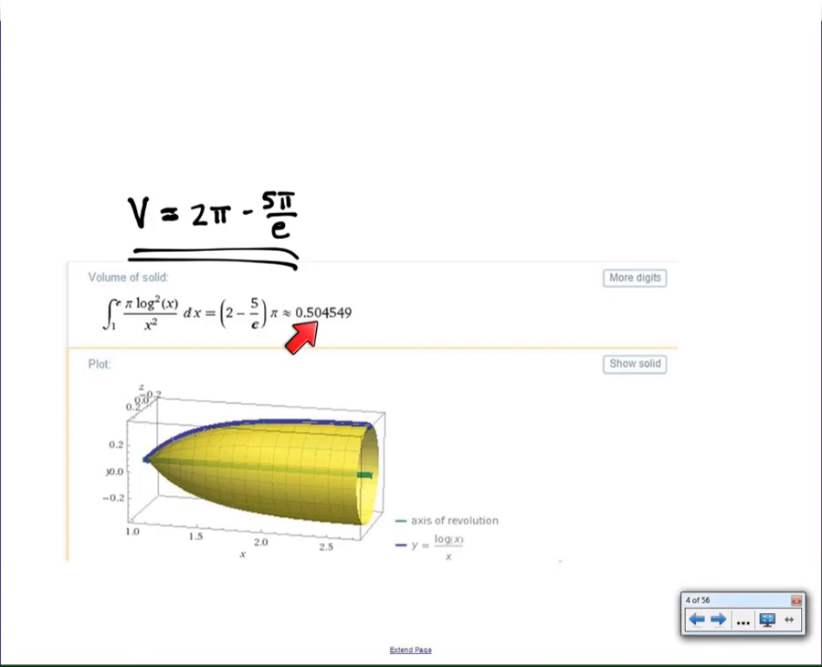As you can see, the volume is only around a cubic unit, so there's not very much stuff being rotated around here. But anyway, thanks for watching.